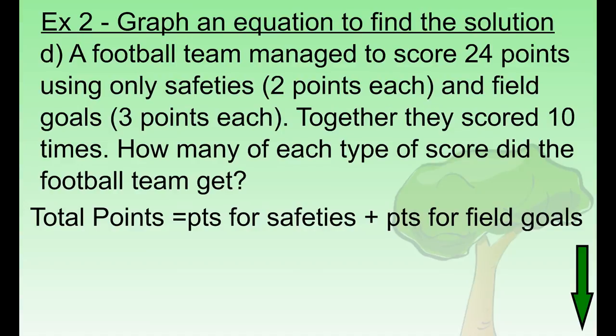Letter D. A football team managed to score 24 points using only safeties, which are worth 2 points each, and field goals, which are worth 3 points each. Together they scored 10 times. How many of each type of score did the football team get?